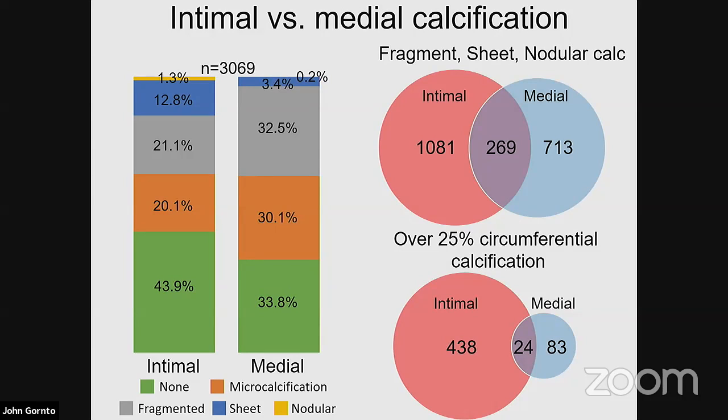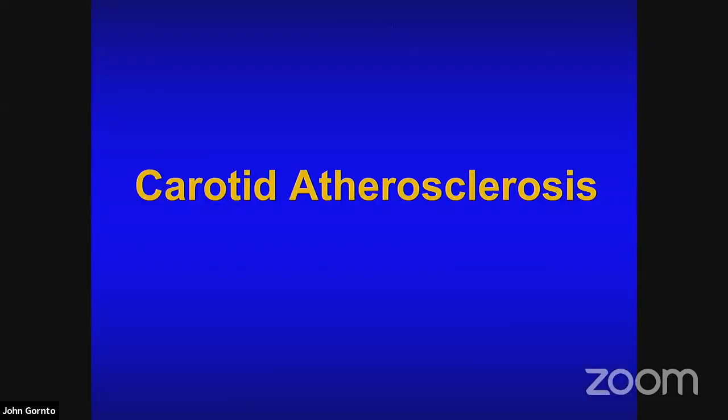We've seen equal incidence above the knee and below the knee. Some people think it's more below the knee, but we didn't find a difference. And then this shows the extent of calcification, that is fragmented, sheet, nodular, whether it's medial or intimal calcification. And then looking at greater than 25% circumferential calcification, you can see intimal is much greater as compared to medial, and is more common.